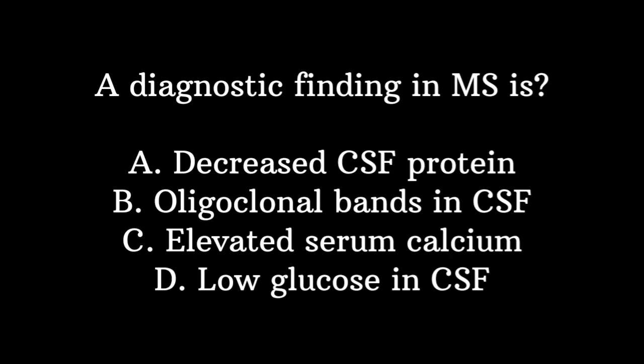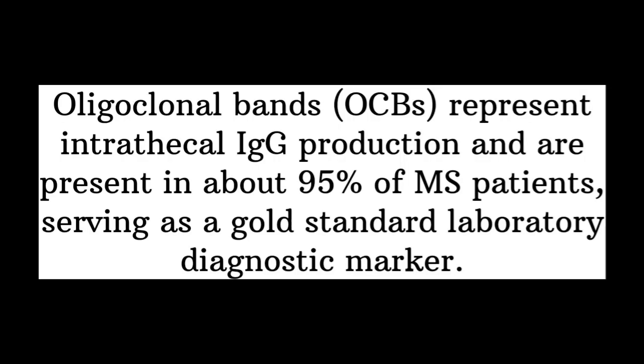manifestation. Question: A diagnostic finding in multiple sclerosis is. Options: A. Decreased CSF protein, B. Oligoclonal bands in CSF, C. Elevated serum calcium, D. Low glucose in CSF. The correct answer is option B, oligoclonal bands in CSF. Oligoclonal bands, that is OCBs, represent intrathecal IgG production and are present in about 95% of multiple sclerosis patients, serving as a gold standard laboratory diagnostic marker.